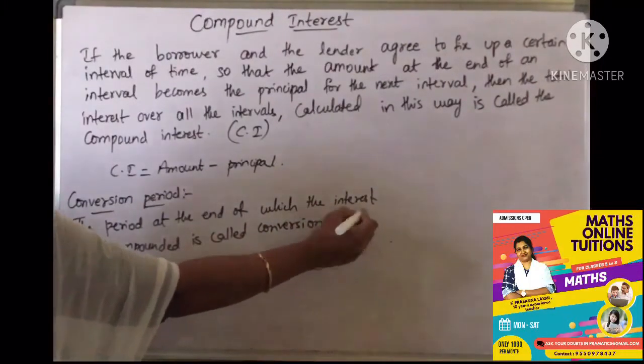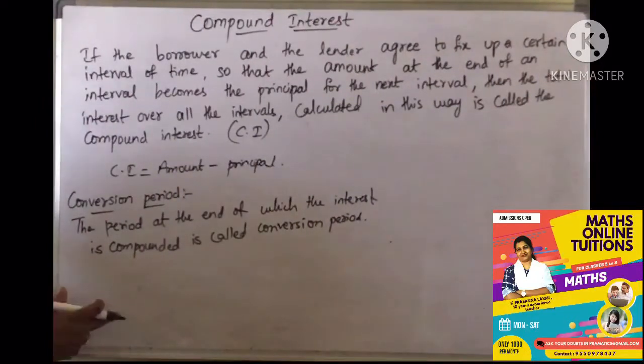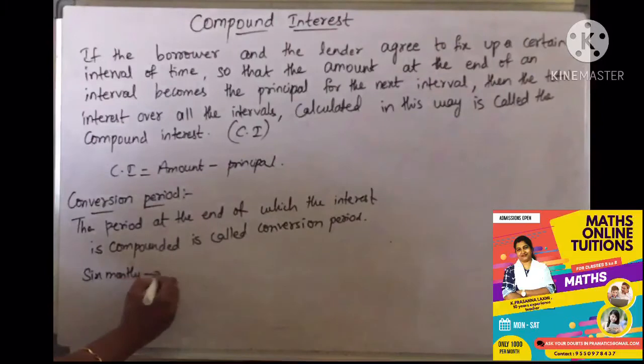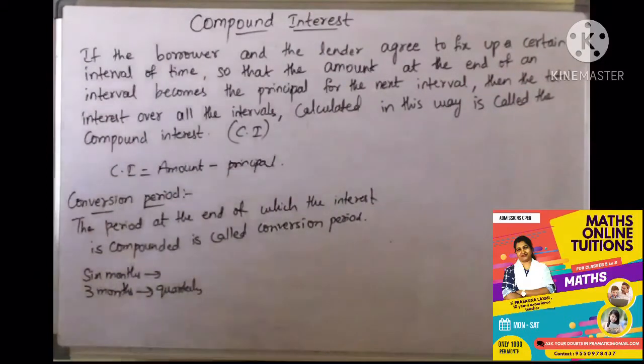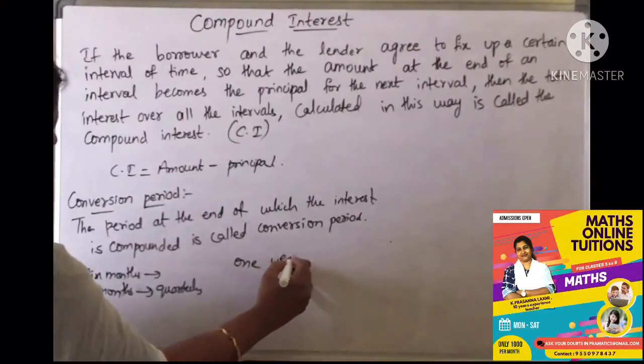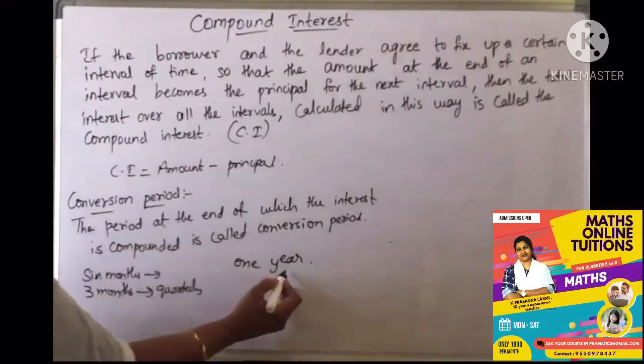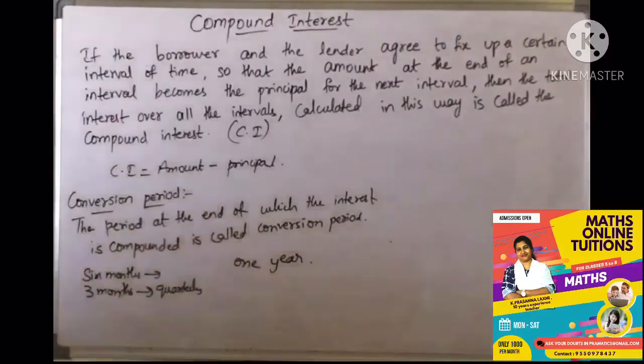Right? Suppose the interest is calculated and added to the principal every 6 months, for example, then the conversion period is 6 months. Similarly, the conversion period is 3 months when the interest is calculated quarterly. So, if no conversion period is specified, the conversion period is taken to be 1 year. That is very important. In the sums also, you should clearly understand the conversion period.